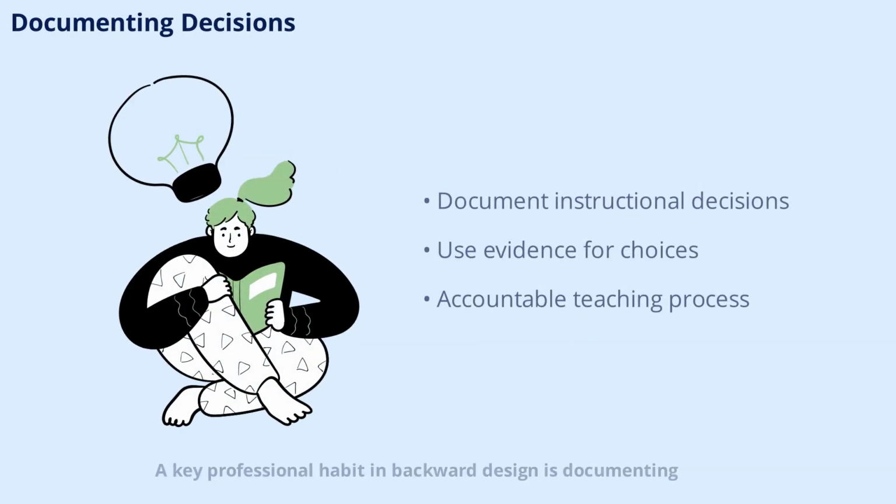A key professional habit in backward design is documenting the reason for each instructional decision and the evidence used. This practice turns resource selection and lesson design into an accountable process, rather than one based on personal preference or convenience. It also helps you reflect on your choices and improve your teaching over time.